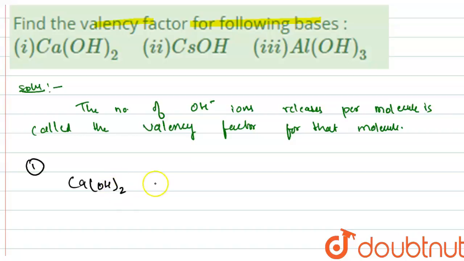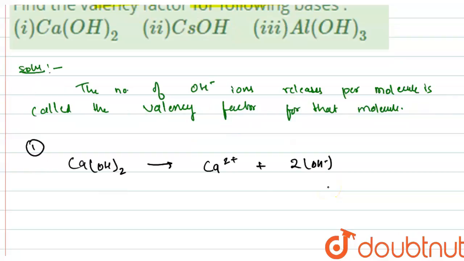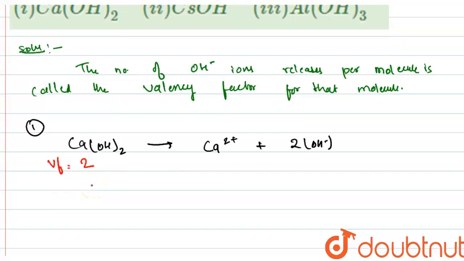So when Ca(OH)2 dissociates into aqueous solution, it forms Ca2 plus cation and 2 of OH minus anion. So as you can see that there are 2 OH minus anion. So valency factor for Ca(OH)2 is 2.